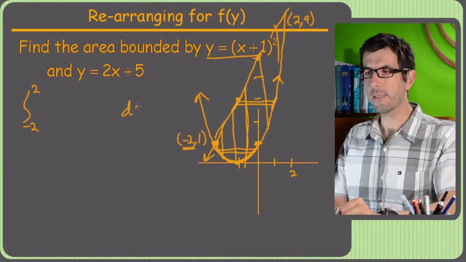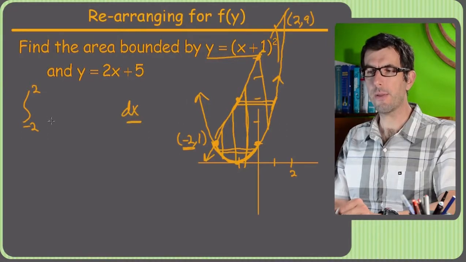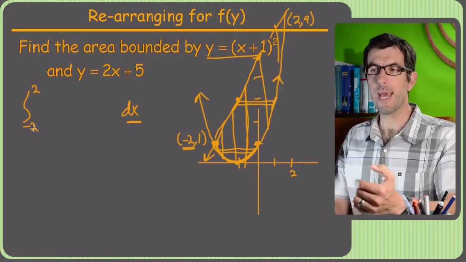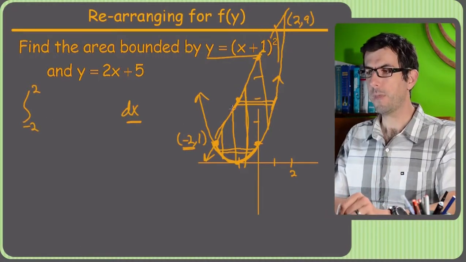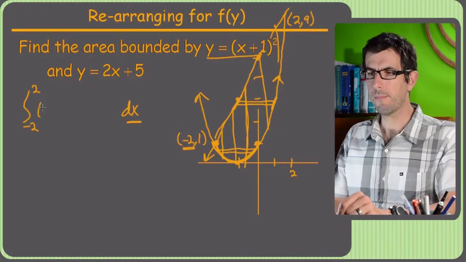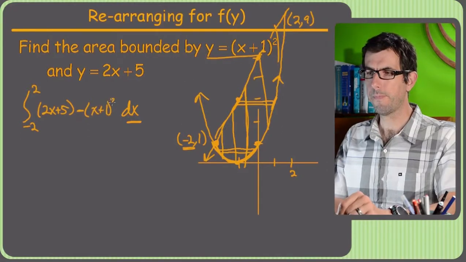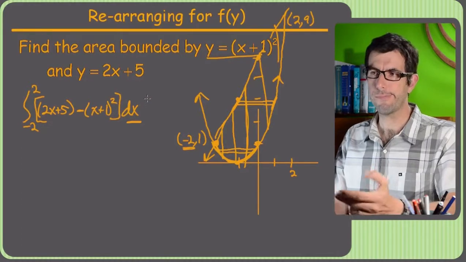So I've got a dx. X is going from -2 to 2. Remember, it's whatever letter is here, that's what gives you your limits of integration. So since we're doing dx, that means that we need the x range of the region. And then my top function is the 2x plus 5. And then my bottom function is x plus 1 squared. Put that all in parentheses to multiply by dx.